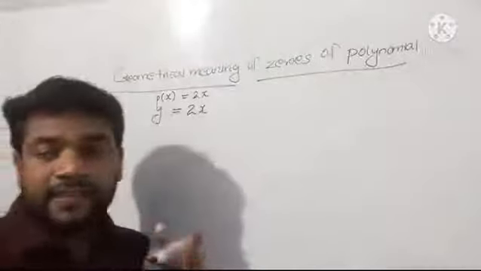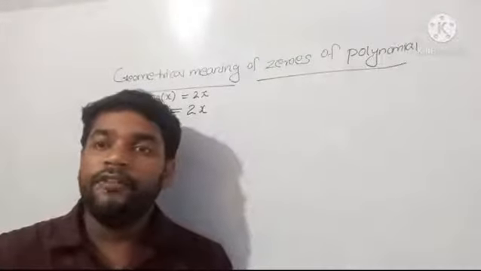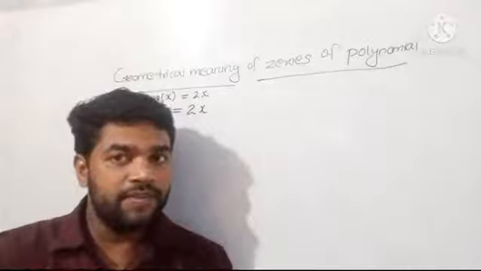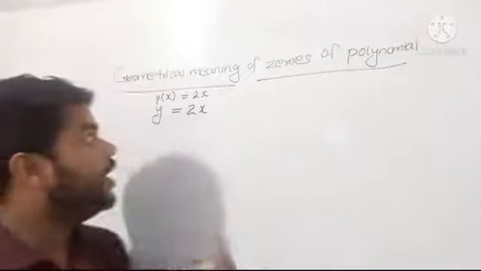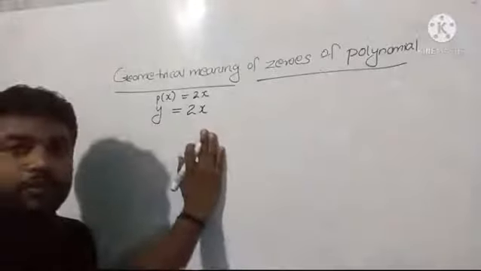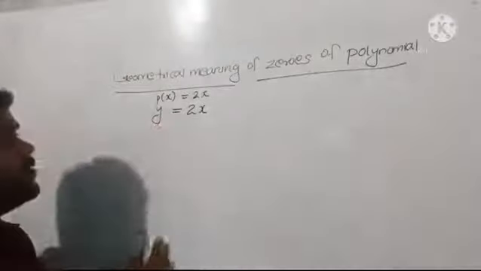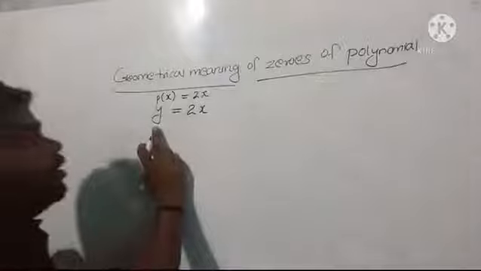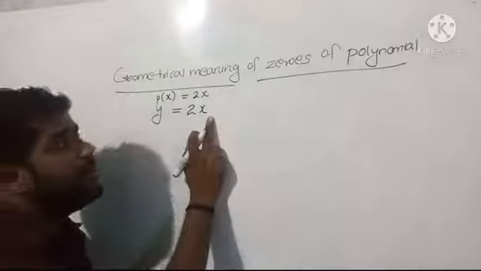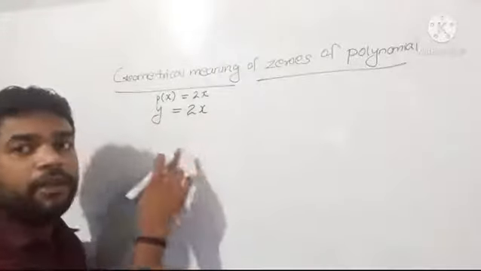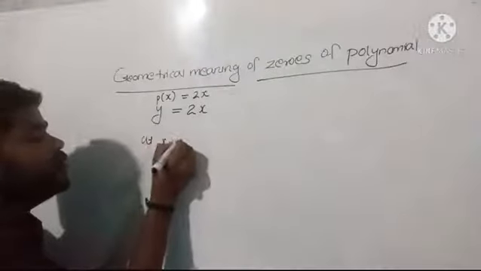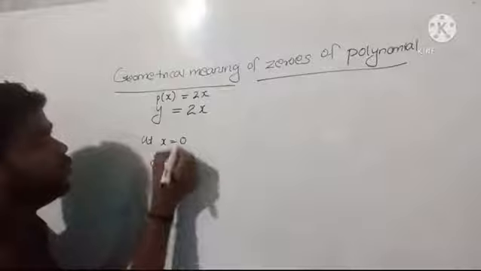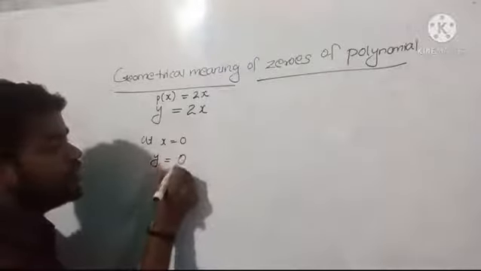Last year we studied the graph of a linear equation. The graph of a linear equation is a straight line. In the same way, the graph of a linear polynomial is also a straight line. So from this linear polynomial, we can find out a minimum of 2 or 3 values. At x equal to 0, what is the value of y? y equal to 2 into 0, that is 0.